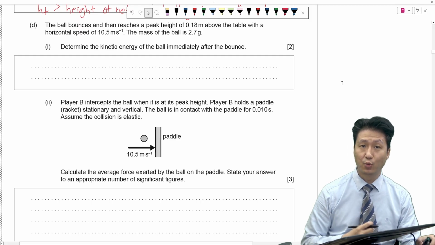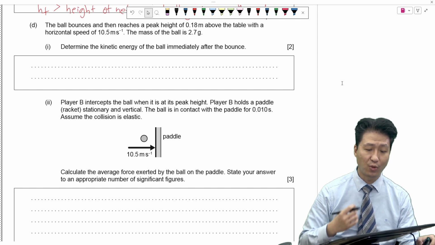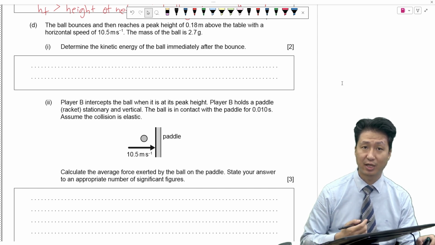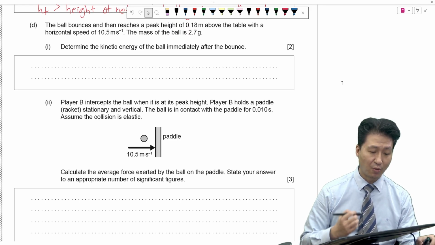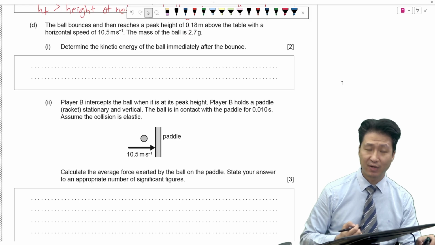Part D of question 1 says the ball bounces and then reaches a peak height of 0.18 meters above the table with a horizontal speed of 10.5 meters per second. The mass of the ball is 2.7 grams. Part 1, determine the kinetic energy of the ball immediately after the bounce. We will use the conservation of energy.